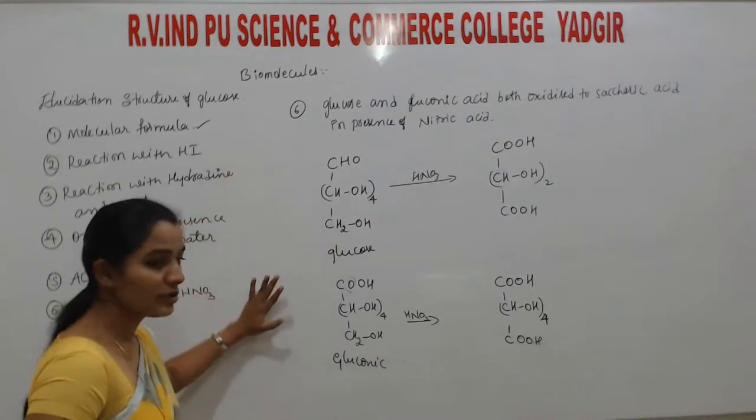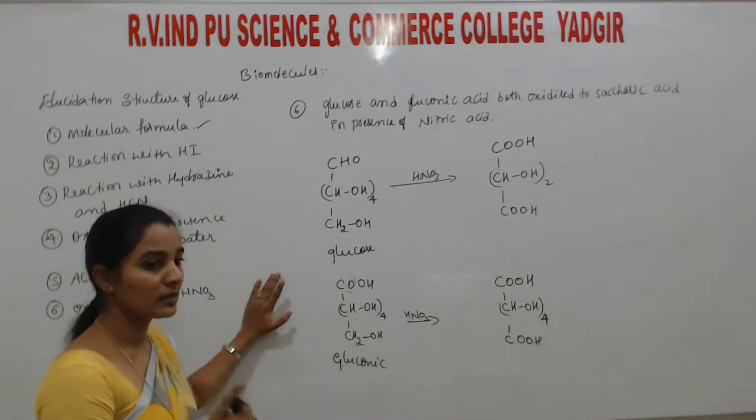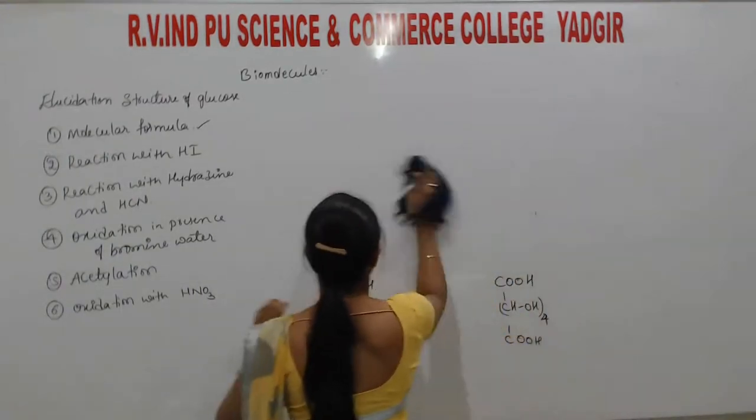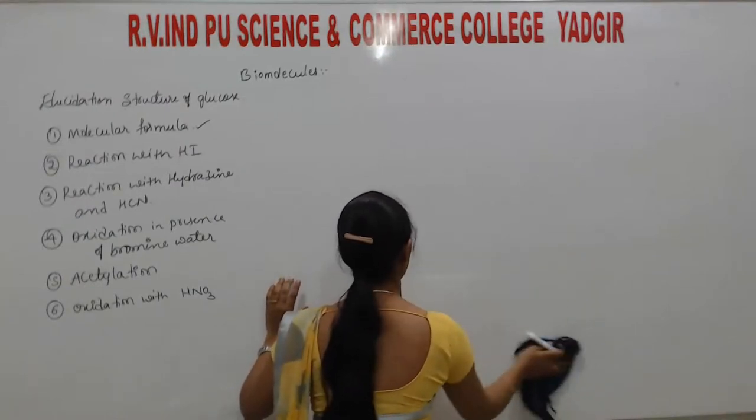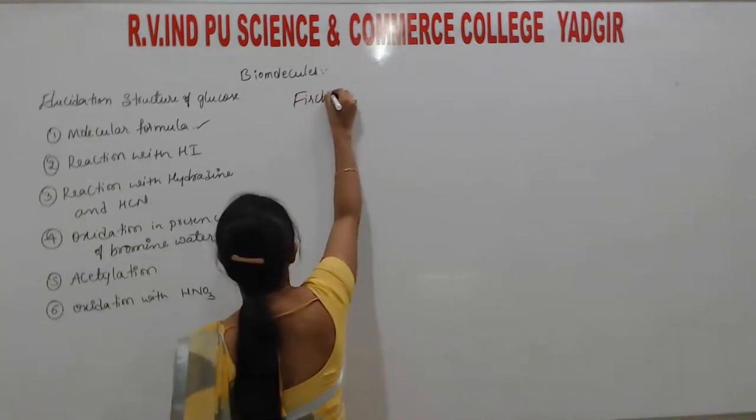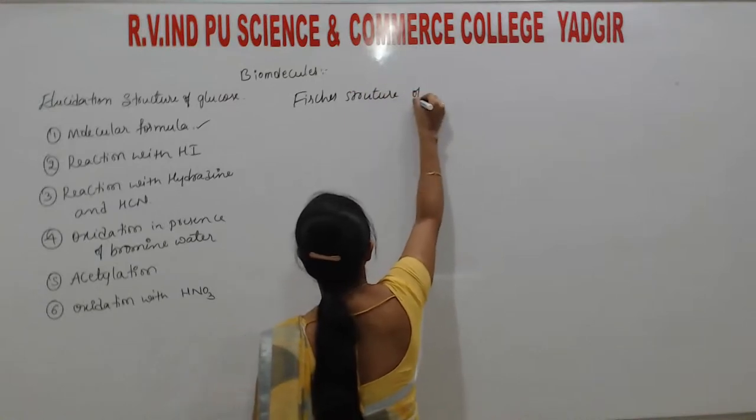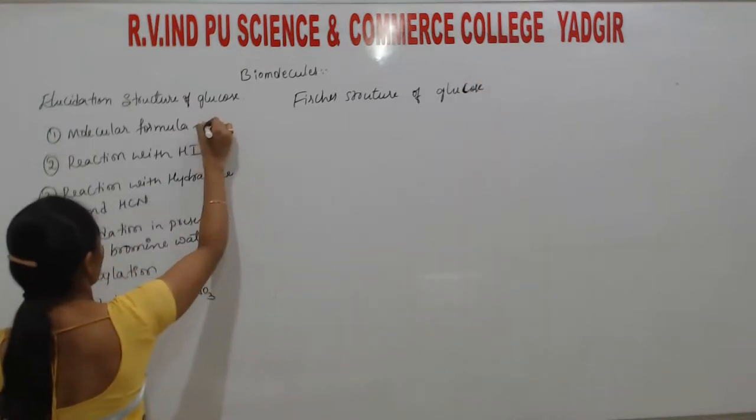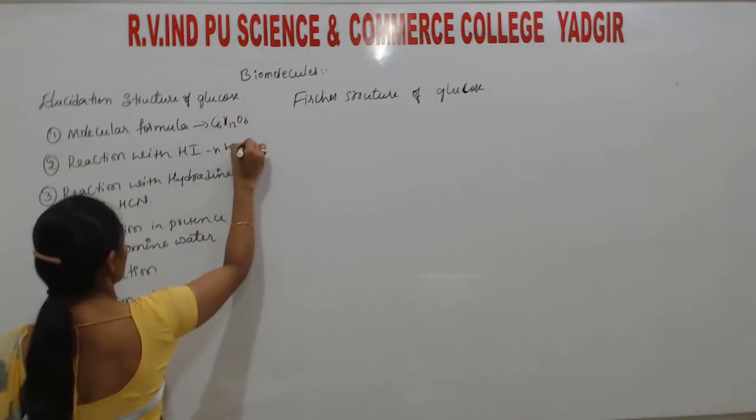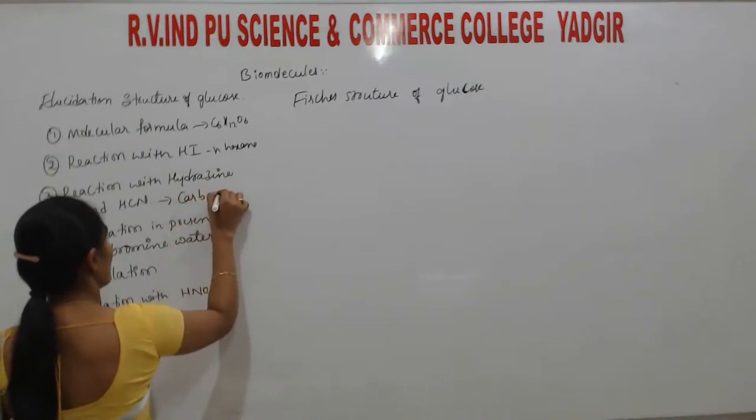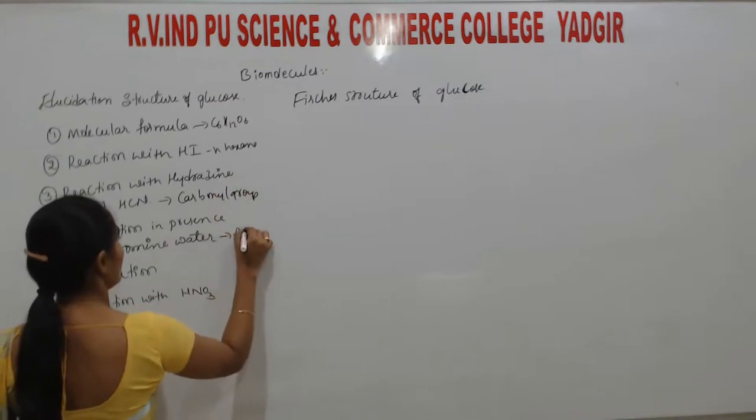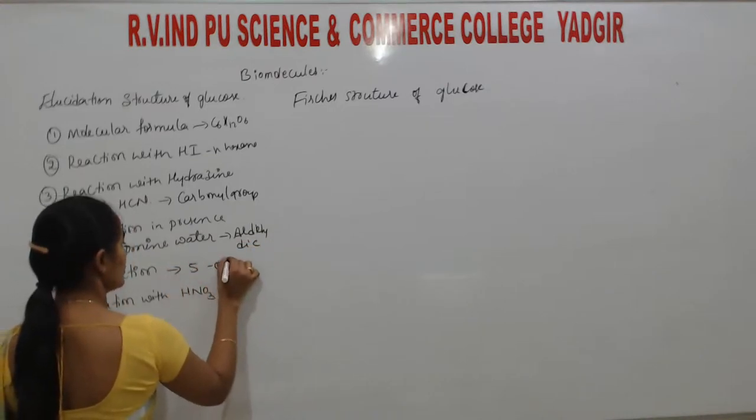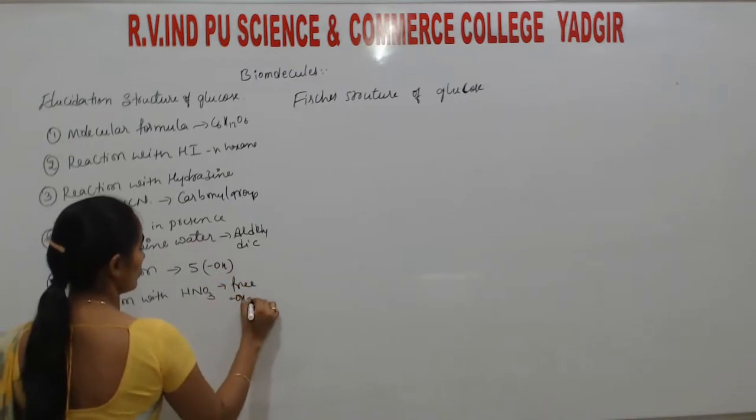So now, by considering these reactions, the scientist Fischer gave a structure that is called the Fischer projection. Okay, next. What is the Fischer structure of glucose? So listen, from this we came to the molecular formula C6H12O6. This is a hexane, that is a straight chain. From this we have the carbonyl group, the aldehyde group. From this we came to 5 OH groups.